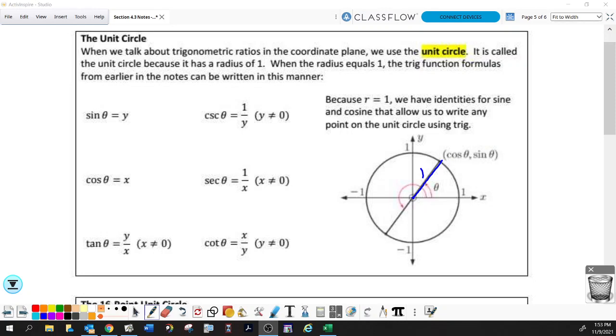Let me tell you something that's very interesting that somebody normally sees. I just told you that y is sine of theta and x is cosine of theta. That means tangent of theta is sine theta divided by cosine theta.